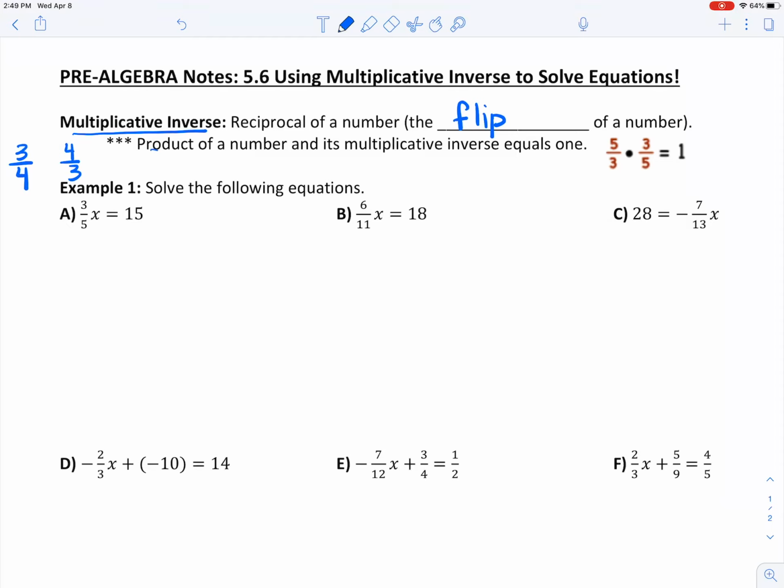Now really, this is the product, which means multiplication. The product of a number and its multiplicative inverse equals 1. So like if I had the number 5 over 3, the flip of that is 3 over 5. Well, if I multiply across, I get 15 over 15, which is the number 1. So that's truly what it means, but in quick terms, it just means the flip of a number.